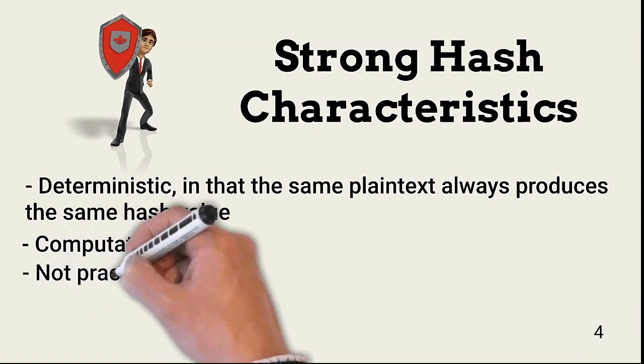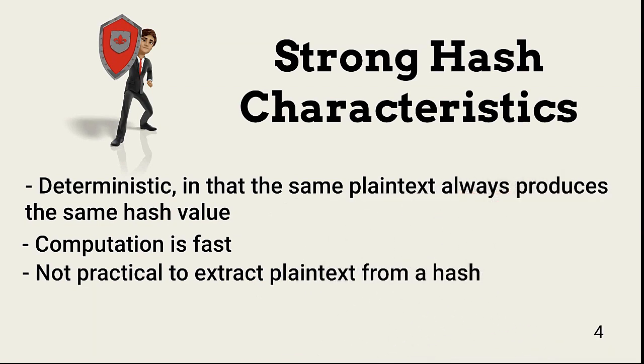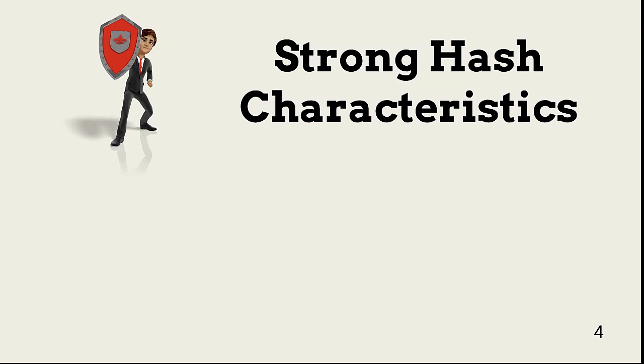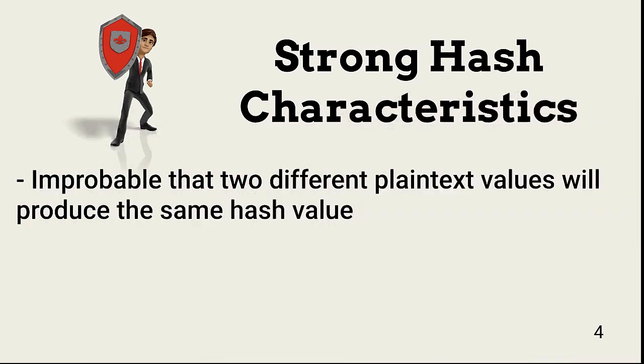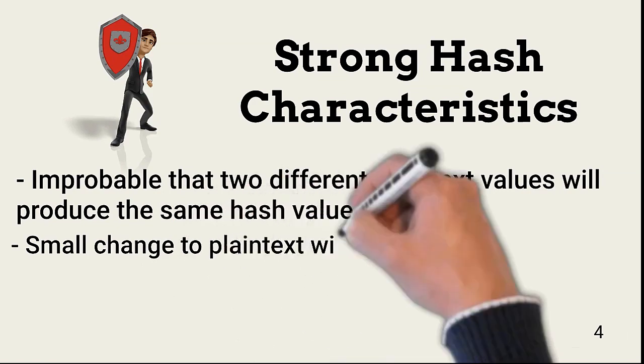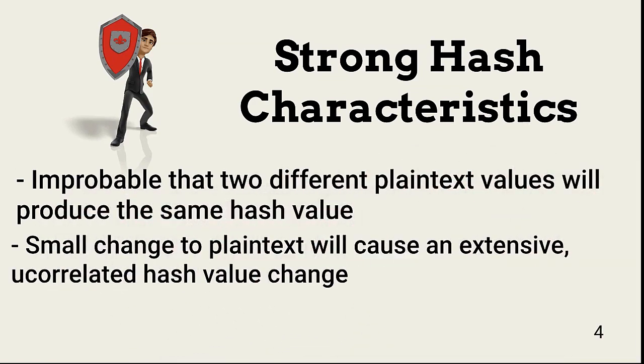It should not be practical to extract from a hash value the plaintext used to create it. In fact, it should be highly improbable. It should also be highly improbable that two different plaintext values might result in the same hash value. This is known as a collision. Any change, no matter how small, will cause a large change to the hash value. Further, the changes in the hash value should have no correlation to the changes in the plaintext.